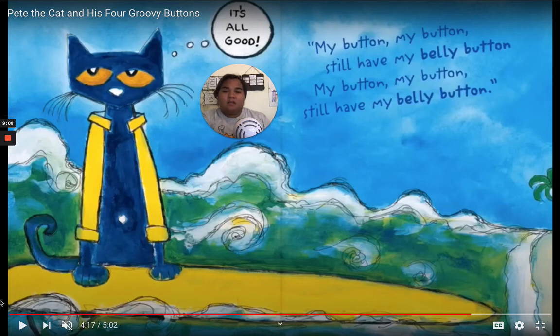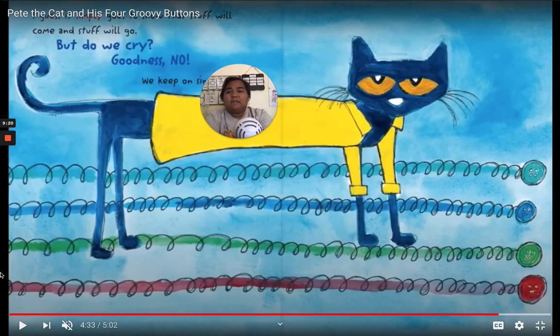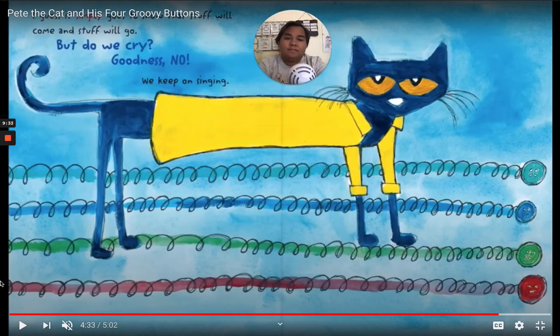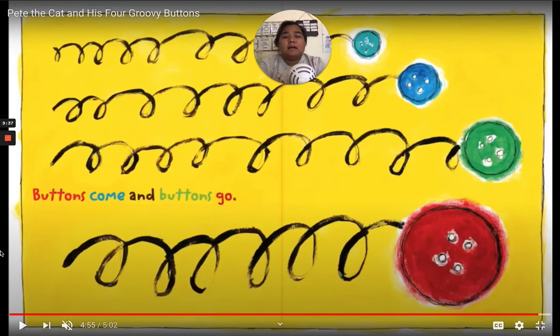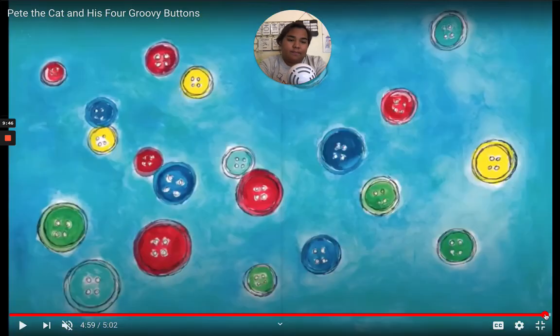It's all good. So he seemed alright, right? He lost all his buttons, but he's out on the beach surfing. Surfing it up. I guess it simply goes to show that stuff will come and stuff will go. But do we cry? Goodness, no. We keep on singing. There's Pete the cat and his 4 buttons rolling away. Buttons come and buttons go. There goes his buttons. The end.